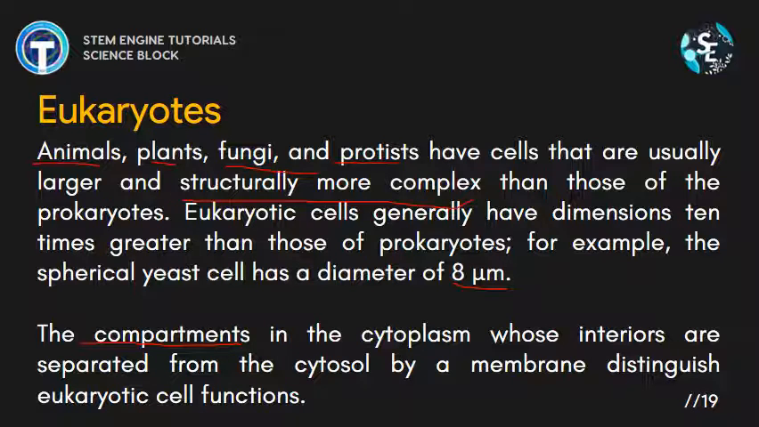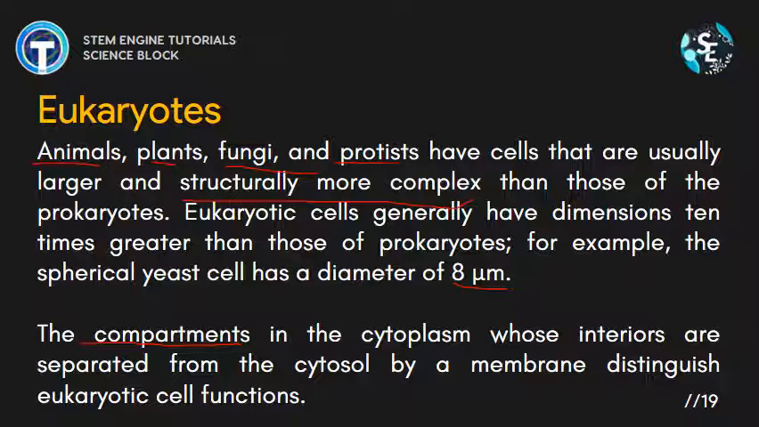So yun, napag-usapan na natin kung ano ang mga parts na unique sa isang prokaryote. Ngayon naman pag-usapan na natin ang isang eukaryote. So ano ba mga nakapaloob sa domain ng eukarya? So if you recall, gaya ng sabi ko kanina, animals, plants, fungi, and protists have cells that are usually larger and structurally more complex than those of the prokaryotes. So, ito yung mga nakapaloob sa domain eukarya natin. The kingdom Animalia, kingdom Plantae, kingdom Fungi, and kingdom Protista. So, yun yung mga kingdoms or mga types of organisms na nakapaloob sa domain eukarya.